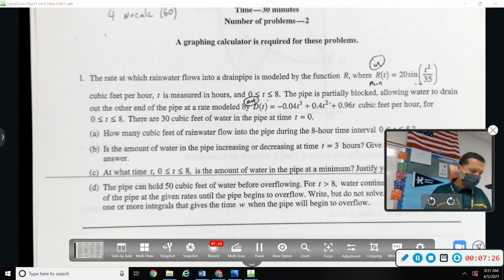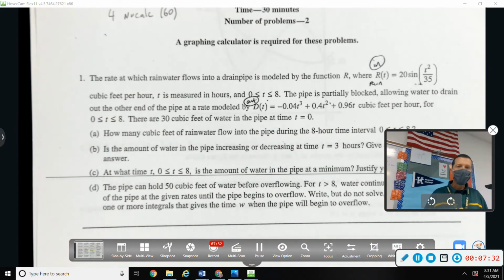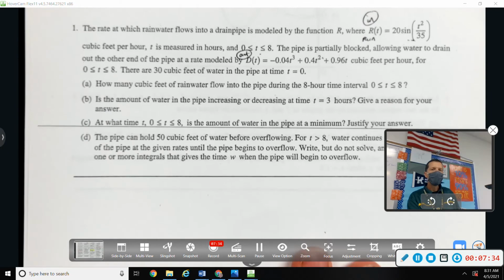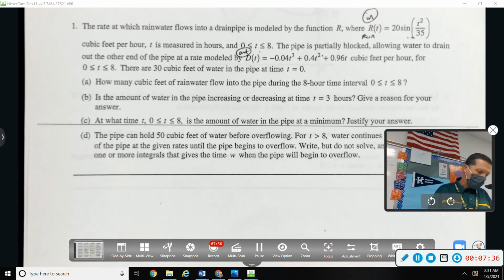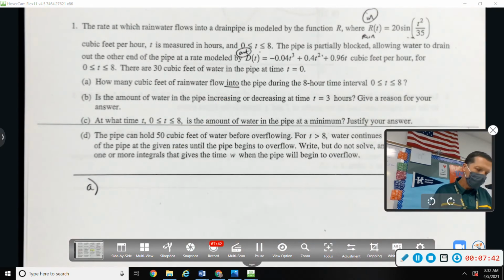0 to 8. There are 30 cubic feet of water in the pipe at time 0. So that's kind of the starting point there. Part A, how many cubic feet of water flow into, so we're dealing with R, the pipe during the 8-hour interval?